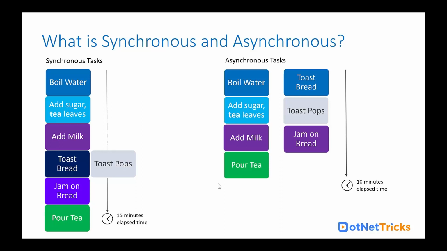There can be another example as well. Let's say you are in a restaurant, and there are 4 waiters. If it is a synchronous activity, what will happen? The 4 waiters can serve only 4 customers at a time. But if it is an asynchronous activity, after taking the order from the first customer, the same waiter can also take the order from the second customer, and in a similar way from the third customer.